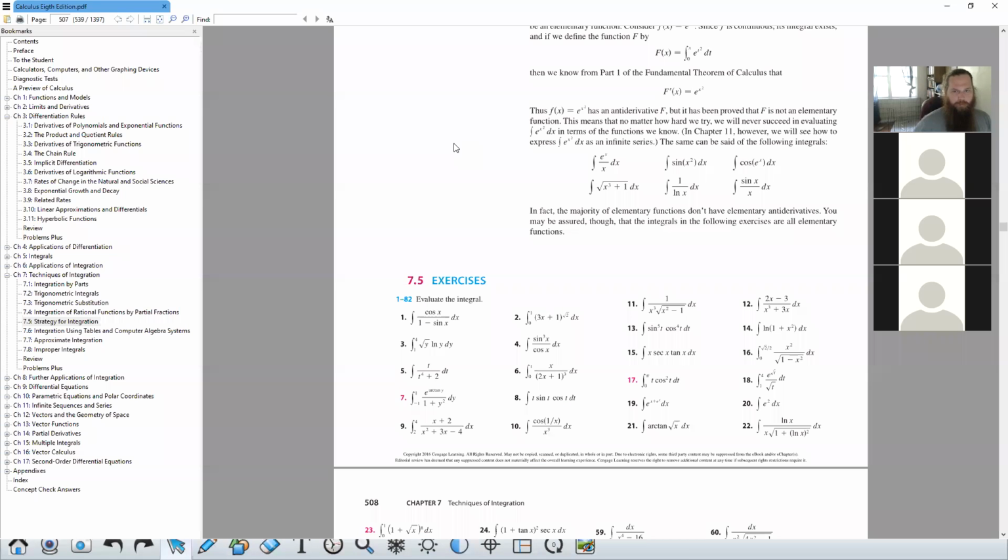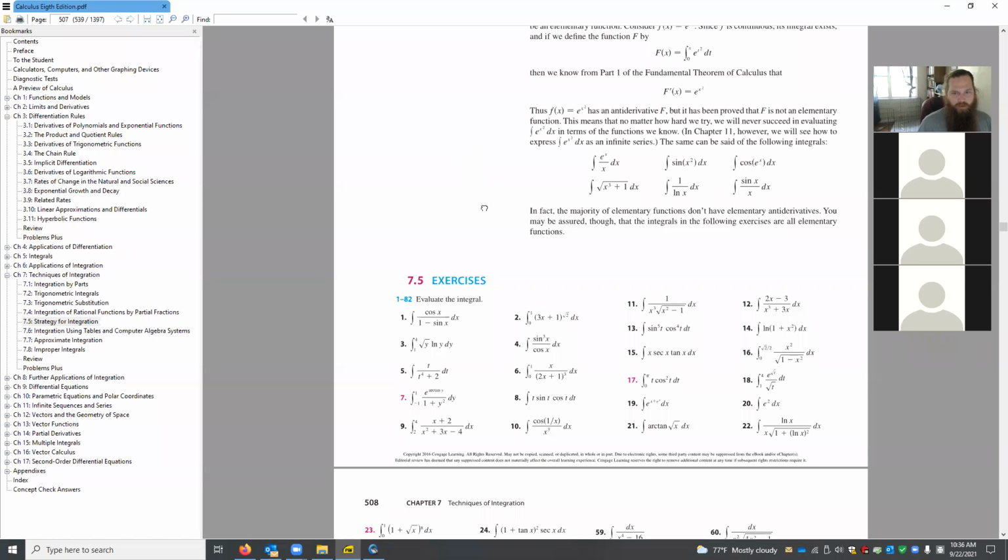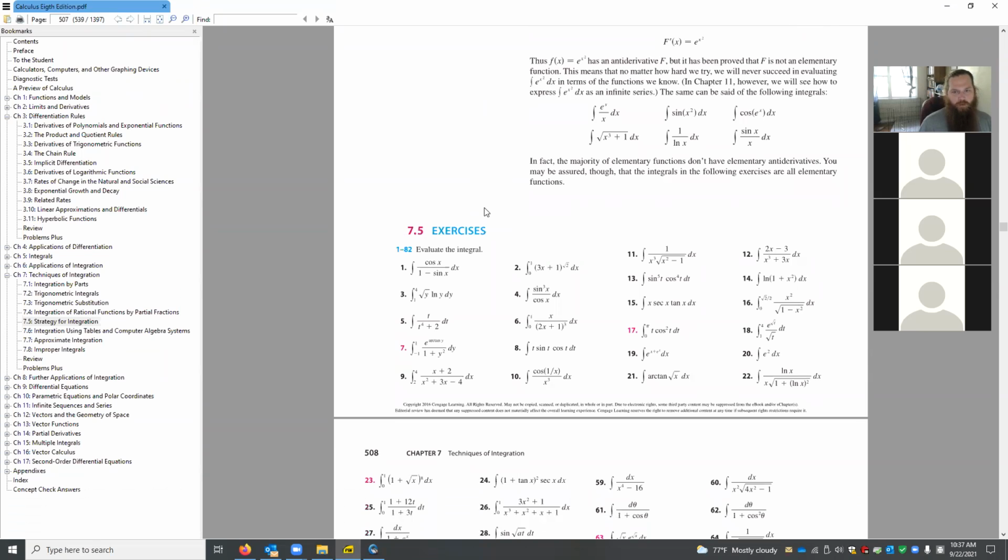All right, let's look at some more. Let's see if we can come up with a strategy to integrate some other stuff. How would you do number 2? This is parentheses 3x plus 1, all raised to the constant power square root of 2. Sub 3x plus 1 with u. Very good.